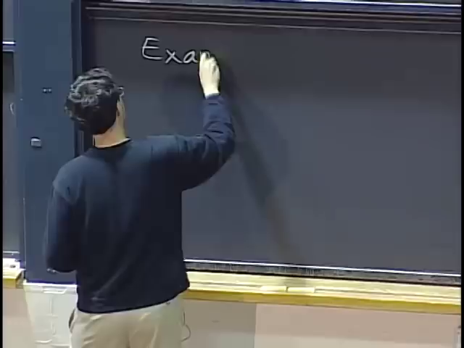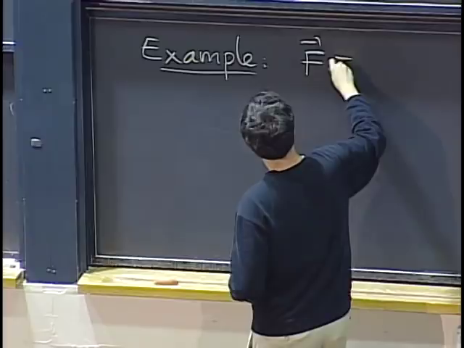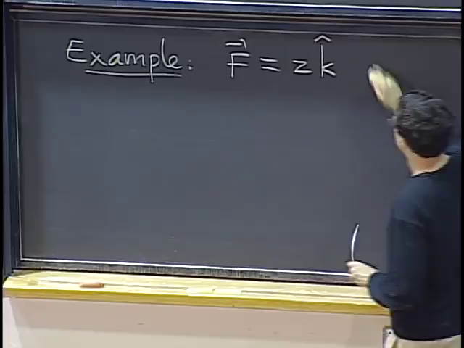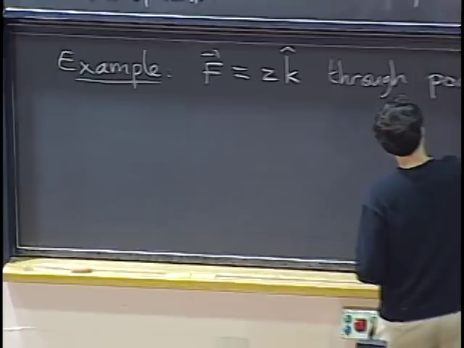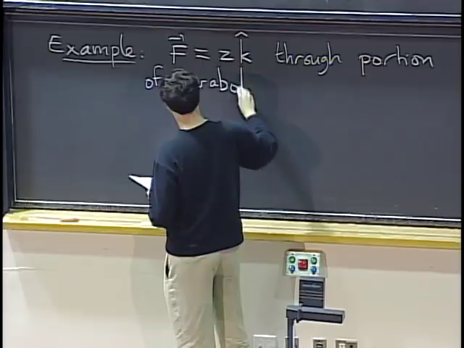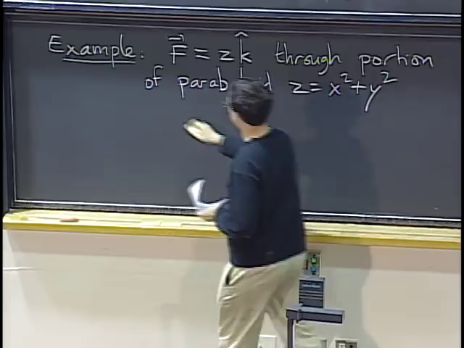So let's say I want to find the flux of the vector field z times k, so it's a vertical vector field, through the portion of the paraboloid z equals x squared plus y squared that lives above the unit disk.